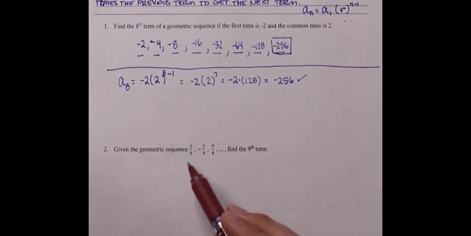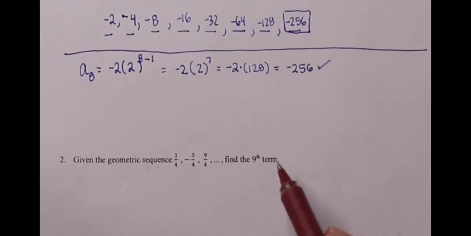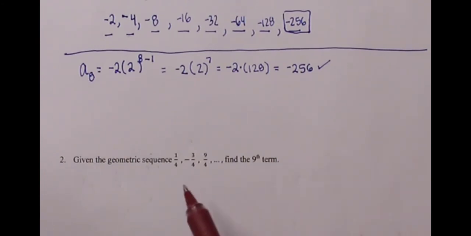Given the geometric sequence 1/4, negative 3/4, 9/4, find the 9th term. Okay, so this time we know the first term, but we don't know the common ratio without finding it, and then we're asked for the 9th term. So you can do this kind of by looking, but it's not as straightforward as it was with arithmetic sequences, how to get to the next term.